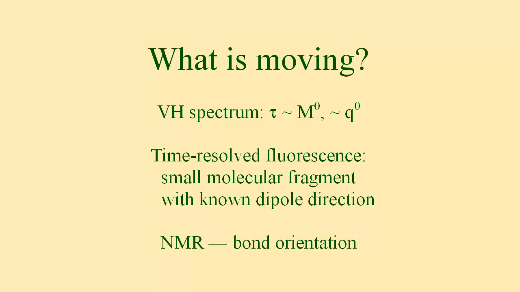For time-resolved fluorescence, the scattering object is an organic molecule, an organic component that you've stuck into the middle of the molecule or on one chain end. The organic molecule has a known dipole direction. As it rotates, because the chain is moving, the dipole direction changes, and one expects this contributes to the time-resolved fluorescence. Finally, nuclear magnetic resonance is very well understood, and what you are seeing is the reorientation of chemical bonds, which one can measure with a standard NMR instrument at a small number of frequencies in a given experiment.